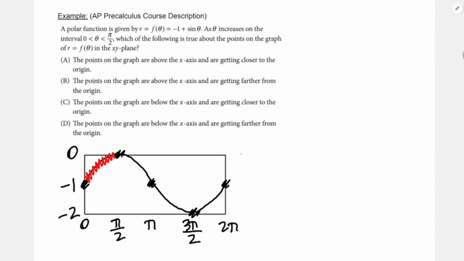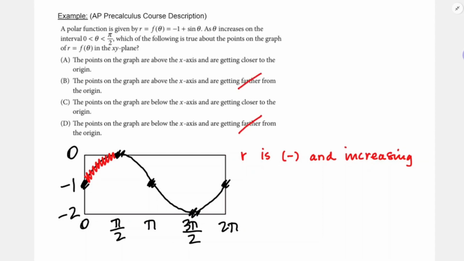I'm going to say that r is negative and increasing. Okay, so it's getting closer to 0. And in this situation, that does matter, right? Because the origin is r equals 0. I'm going closer to the origin, so the points on the graph are getting closer to the origin. Okay, so I'm going to get rid of these getting farther from the origin choices.